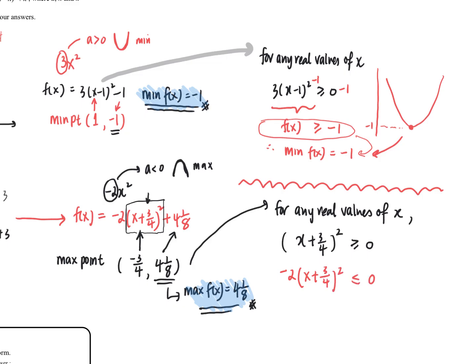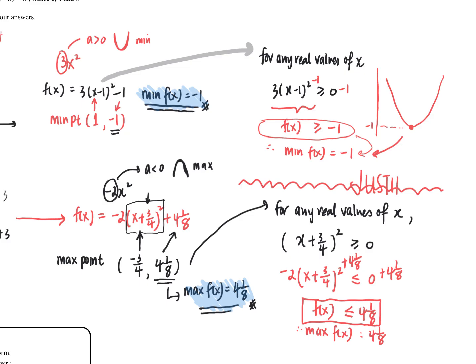So all your algebraic rules will come in. And then you add 4 and 1/8 on both sides. So you have just proven that f of x must be less than or equals to 4 and 1/8. So everything is 4 and 1/8 or less. So the maximum value must be 4 and 1/8. It cannot go any higher, because it's always less than or equals to 4 and 1/8. So this is the justification.